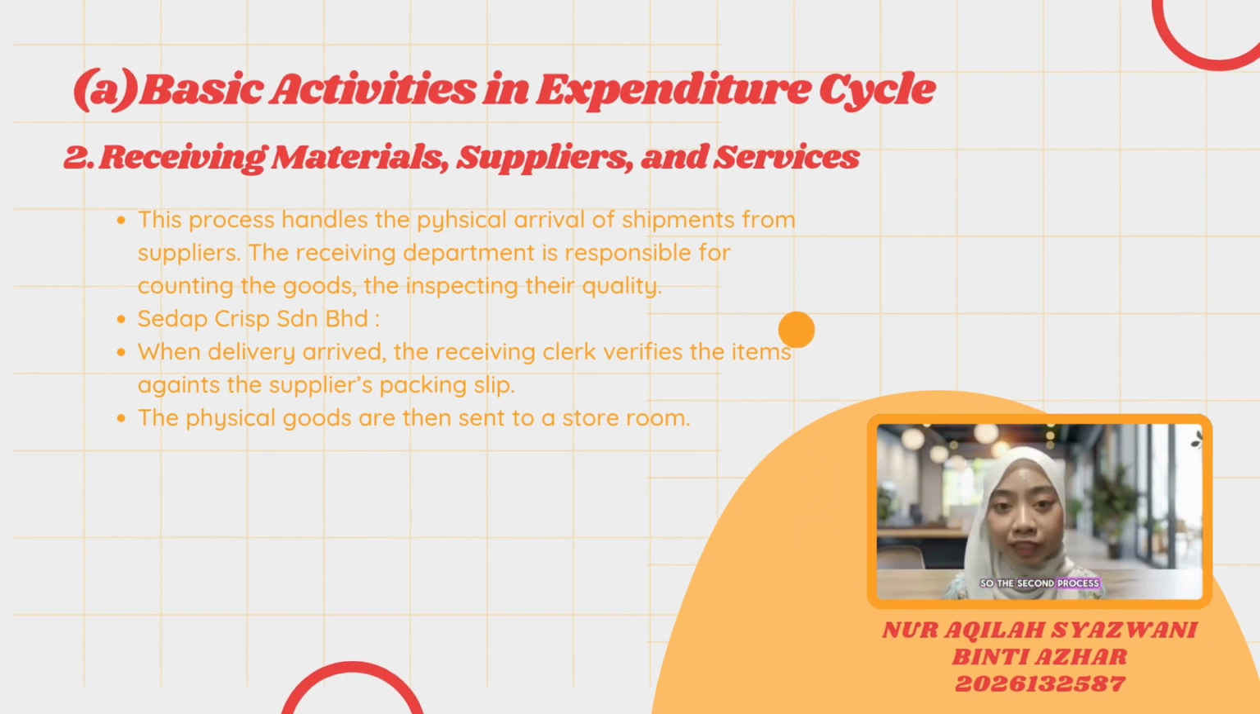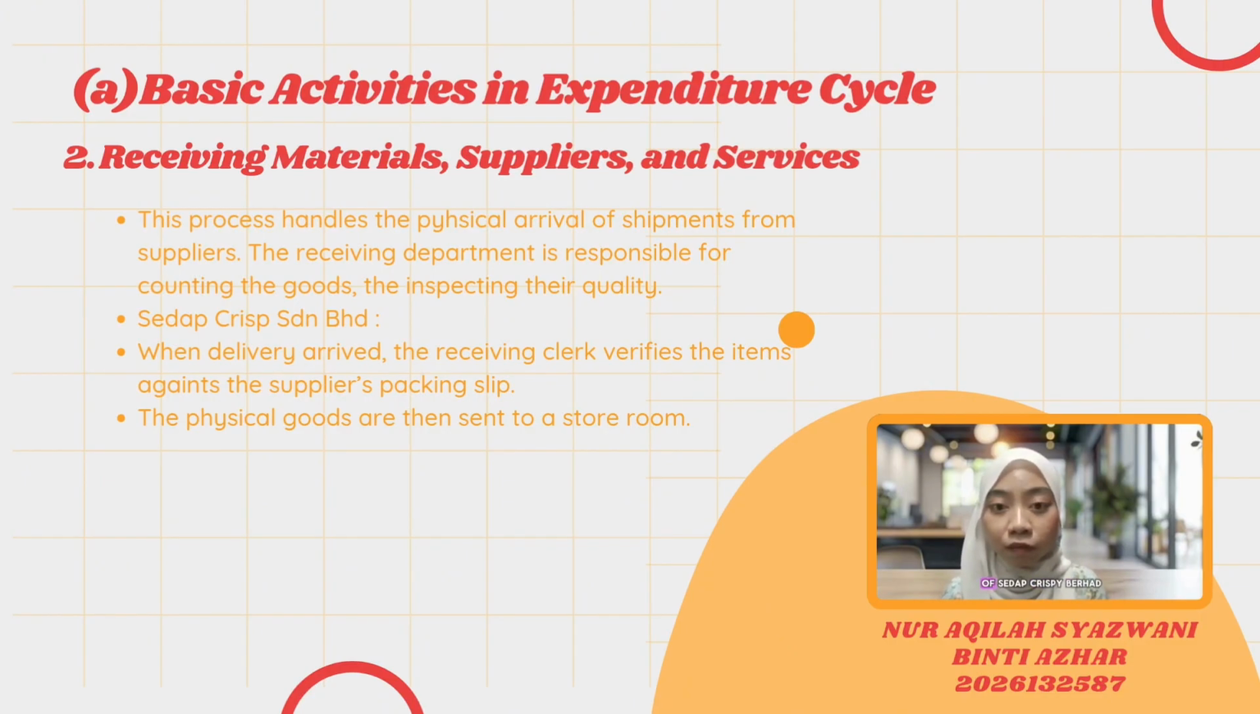The second process is receiving materials, supplies and services. This activity handles the physical arrival of shipments from suppliers. The receiving department is responsible for counting the goods, inspecting their quality and transferring them to a secure warehouse. The key source document generated is a receiving report.